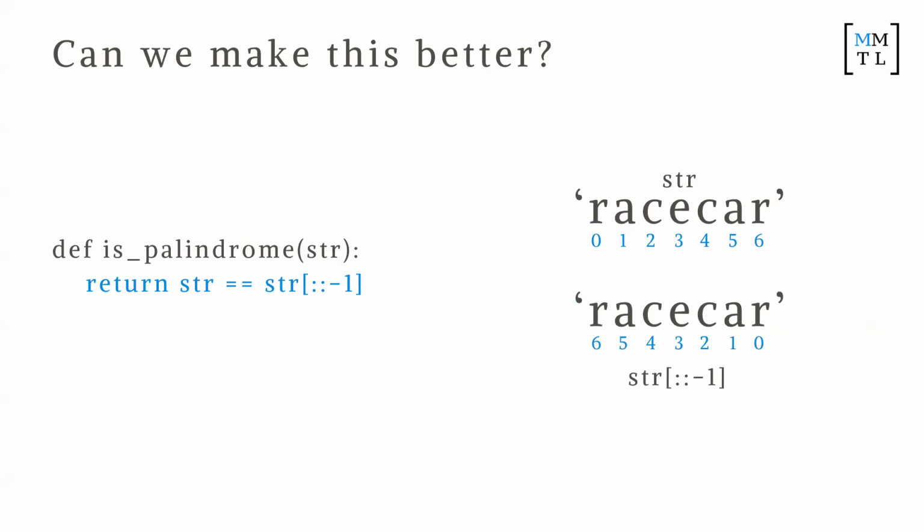Recall that we had, for example, 1, 2, 3. 1 would indicate the start, 2 would indicate the end or the stop, and the third one is actually the step size. And with the step size, we can actually step backwards as well. So this is a very elegant one-line solution to checking if a string is a palindrome.